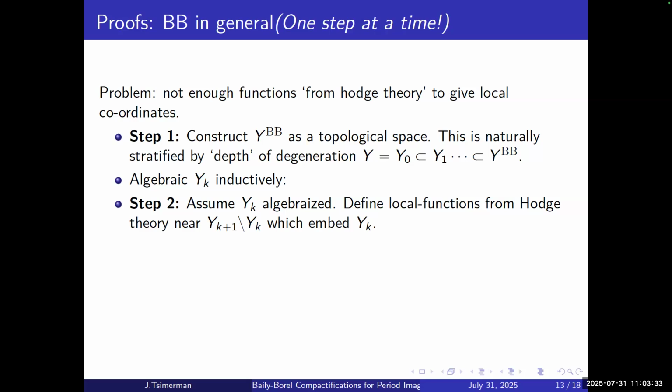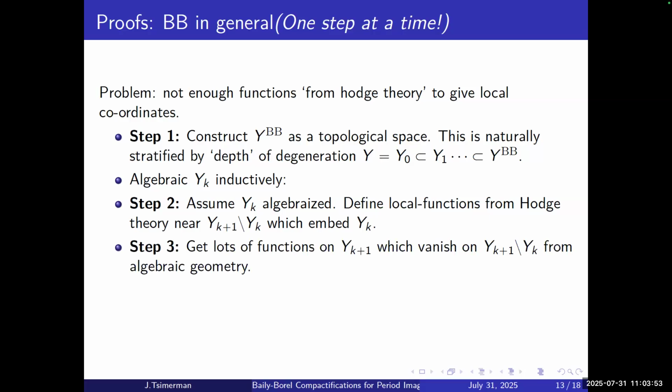And there's two steps in making enough functions. So first of all, once you assume YK is algebraized already, you just make functions from Hodge theory, which aren't enough to give you a set of coordinates, but they are enough to give a set of coordinates on the missing piece, on the boundary, on the piece that you sort of haven't added yet. And then you have to add functions to give you an actual set of coordinates, and this is done from algebraic geometry. You get a bunch of functions on all of YK, which vanish at the boundary, YK plus 1, and there's enough of them to embed the interior.